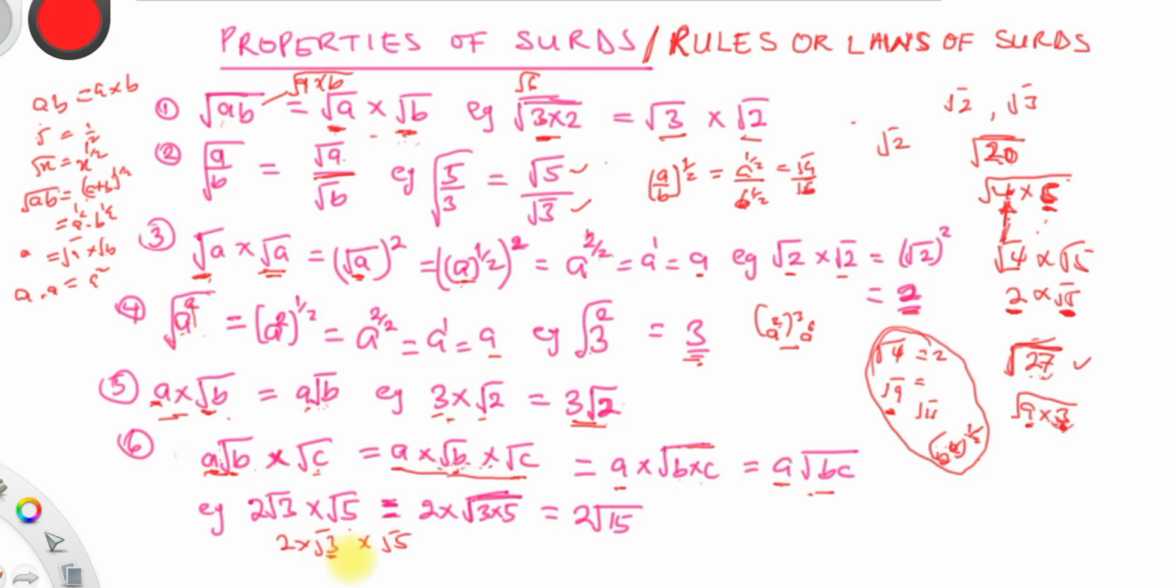So you can put this together. This is equal to the 2, then put the 3 times 5 under one square root sign. Then this is equal to 2 times, 3 times 5 is 15. And this is 2 times, they are multiplying. You can write it out as 2 root 15. Yes, that is it.